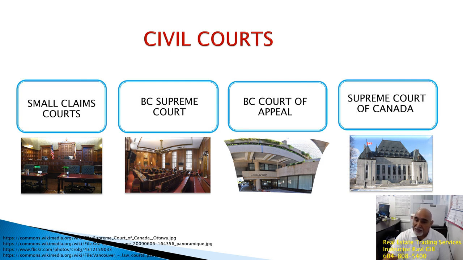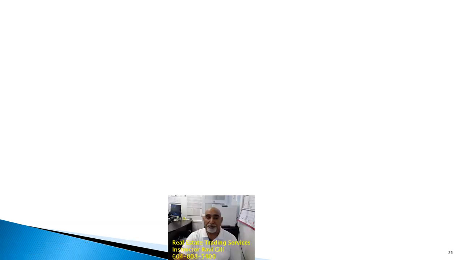You cannot take your case to BC Court of Appeal. It is an appeal from here to here. You cannot take your case to Supreme Court of Canada because it also is an appeal court. It's an appeal from here to here. Let's take a look at each one, and then we will clarify the appeal process and how that works. So let's take a look at first the small claims court.